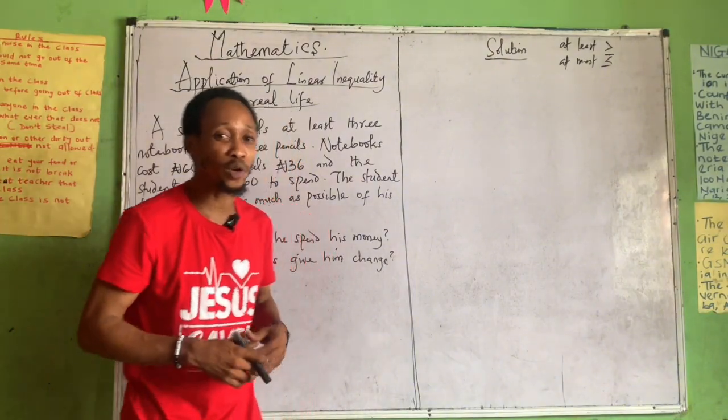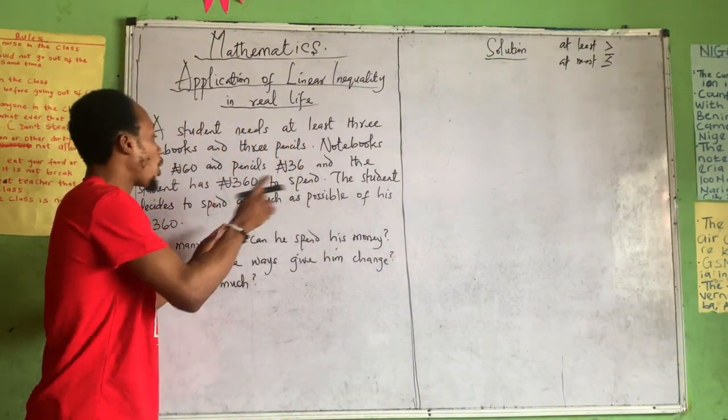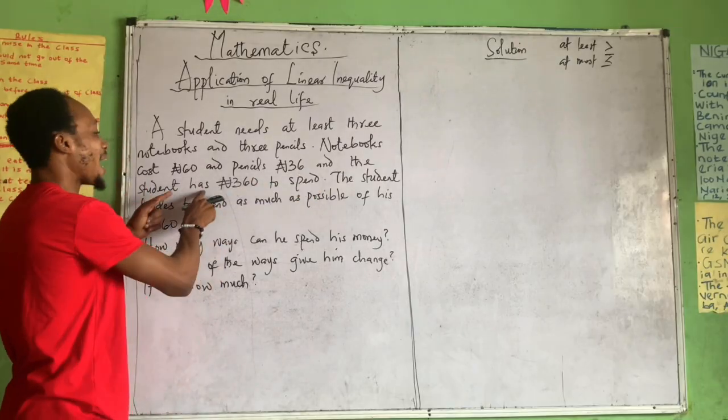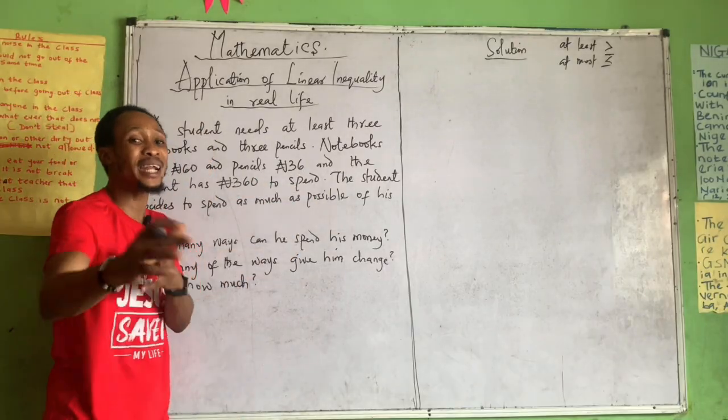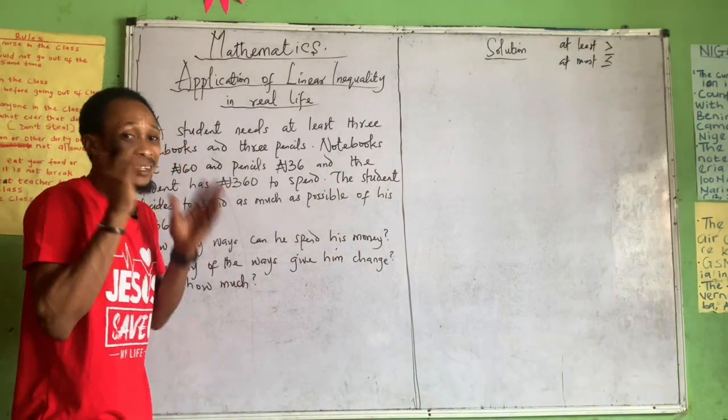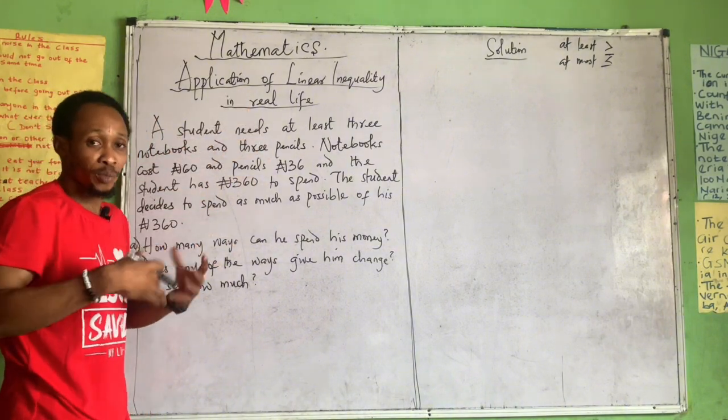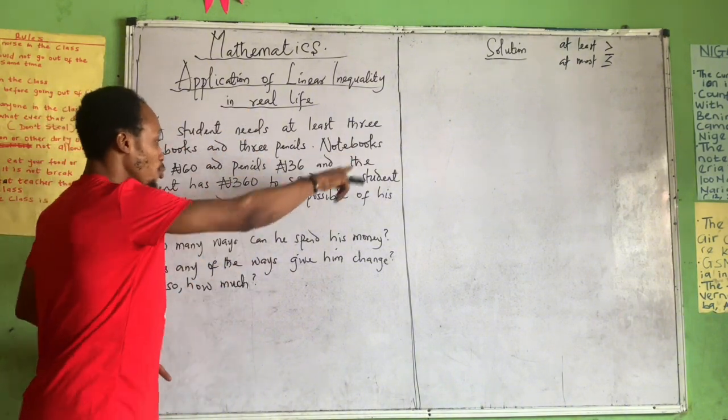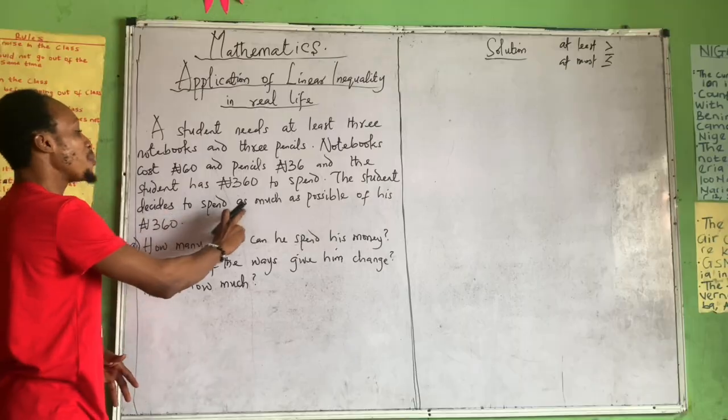Why is it at most? Because he does not have more than the amount he has. It says the student has 360 naira to spend. So that is at most, not at least. The money he has to spend is 360 naira. So that's at most. The student decides to spend as much as.